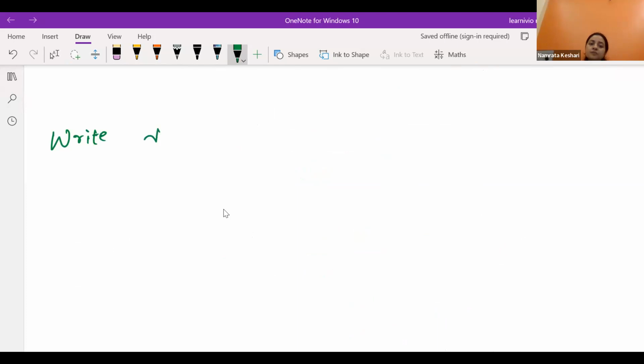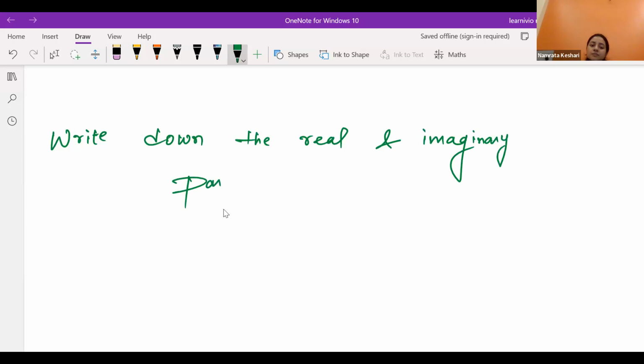Write down the real and imaginary parts of the given complex numbers.